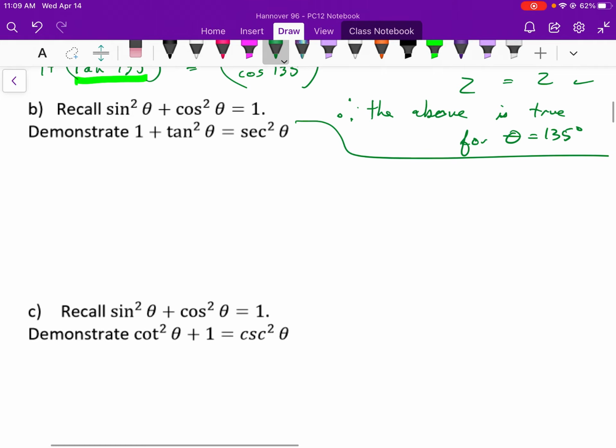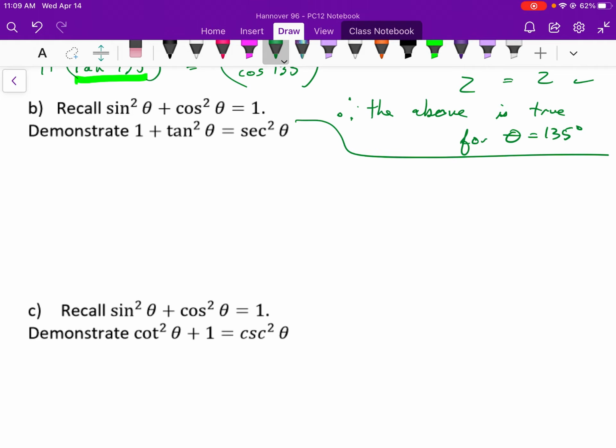Recall that sine squared theta plus cosine squared theta is equal to 1. Demonstrate that 1 plus tangent squared theta is equal to secant squared theta. I should write for all theta. Fair enough. How can I do that? So I'm just going to write sine squared theta plus cosine squared theta is equal to 1.